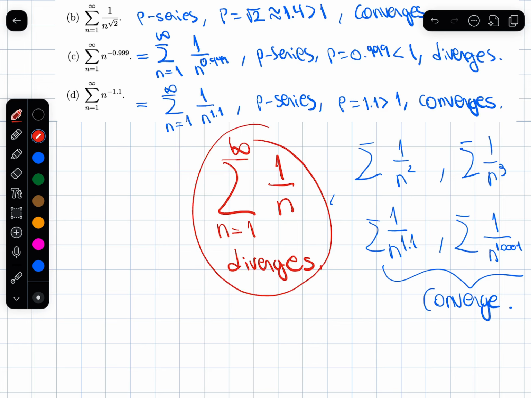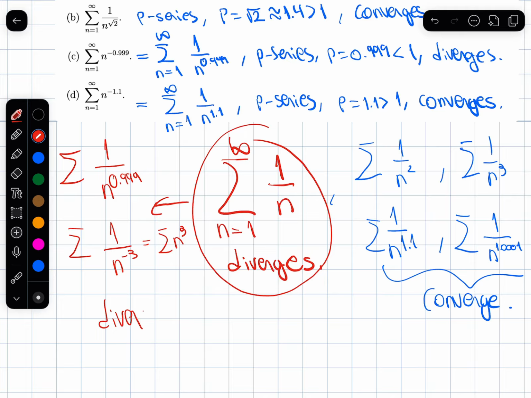But starting from this one, everything here on that side will also diverge. So it doesn't matter how many 9s you put here. This diverges. And then, of course, if you try n to the power negative some power, this is the same as just n cubed. So it does diverge. So everything here diverges for smaller p.